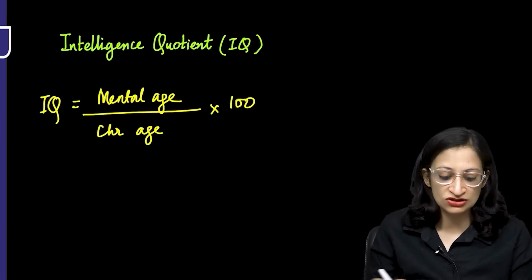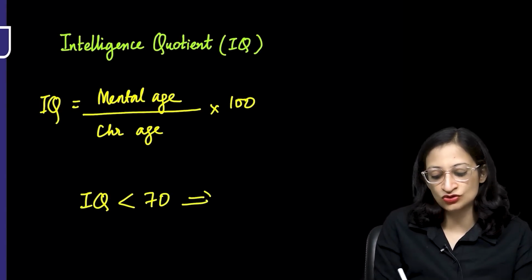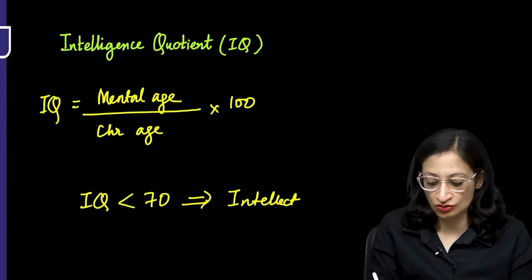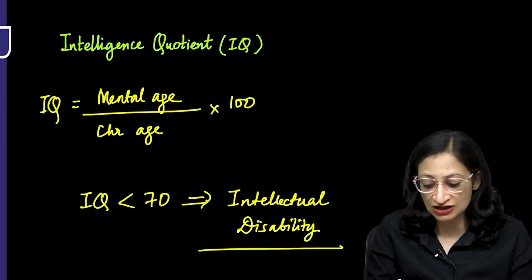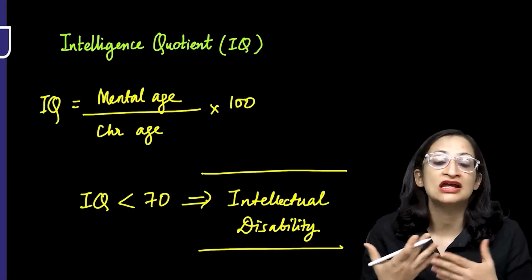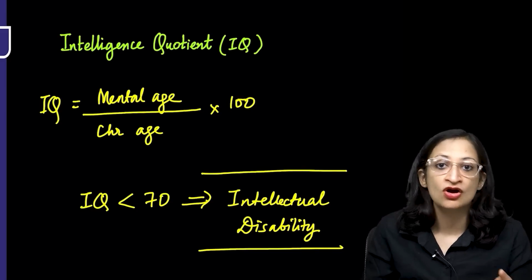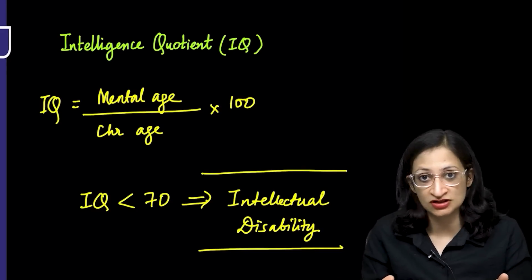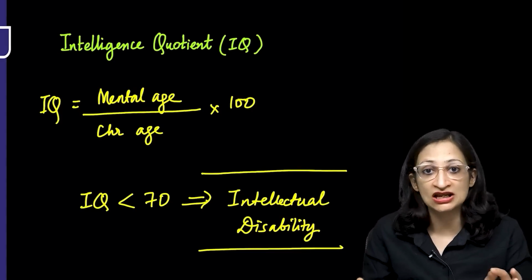Individuals who have IQ less than 70 are said to have intellectual disability, previously termed mental retardation. Right? They have a significant impairment in their daily functioning, in the cognitive domain or social domain or both. So there's a significant impairment in their day-to-day activities because of this. And it is considered to be a handicap or a disability.